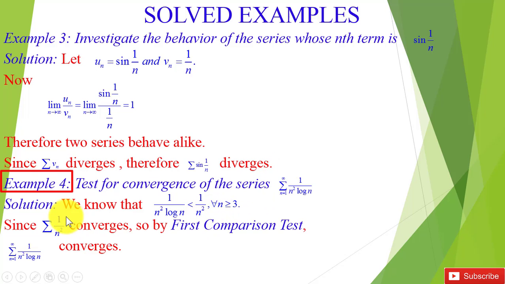Example 4. Test for convergence of the series sigma n equal to 1 to infinity 1 by n square log n. We know that 1 by n square log n is less than 1 by n square for all n greater than or equal to 3. Since sigma 1 by n square converges, so by first comparison test sigma n equal to 1 to infinity 1 by n square log n converges.